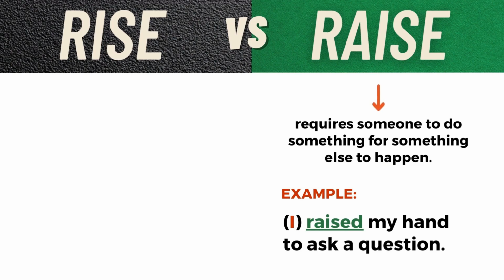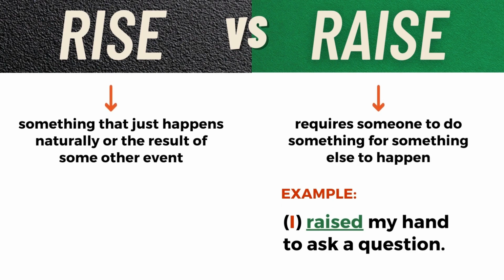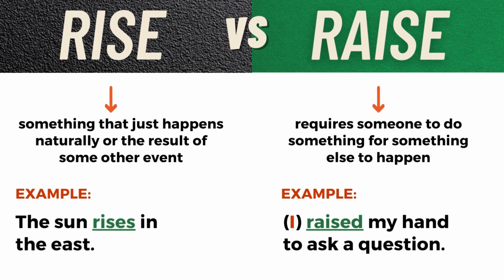And when we use rise, it is either something that just happens naturally or the result of some other event. Like in our example, the sun rises in the east. Notice that there is no one doing anything for the sun to ascend in the east.